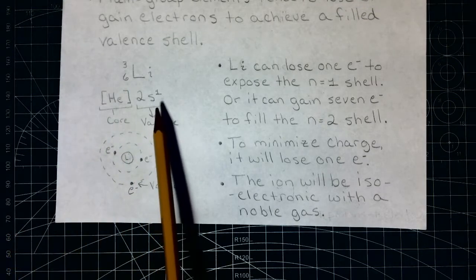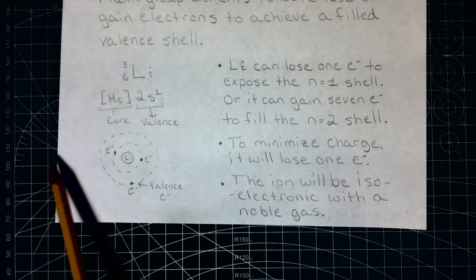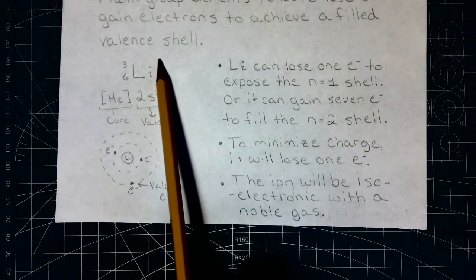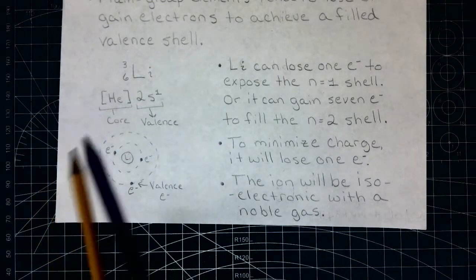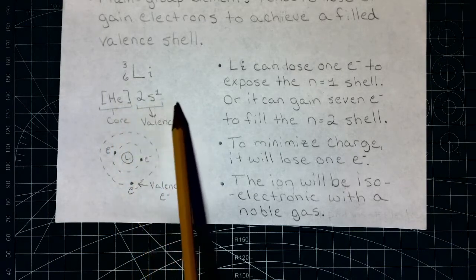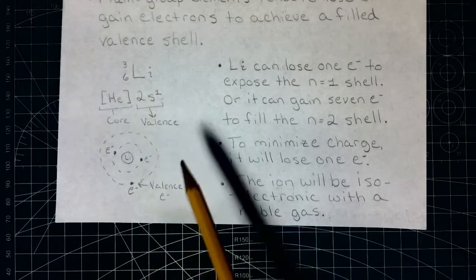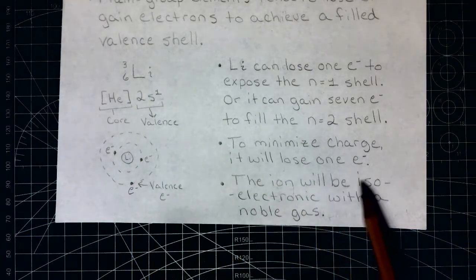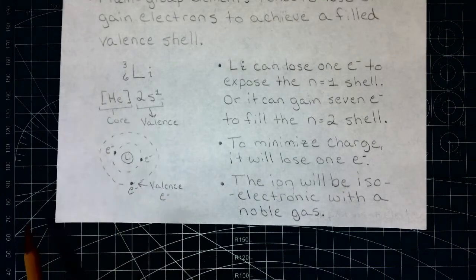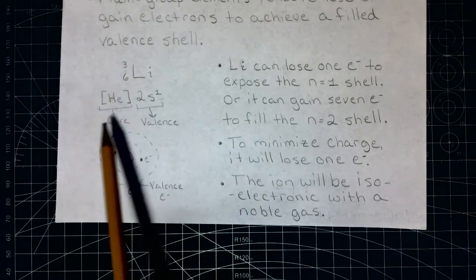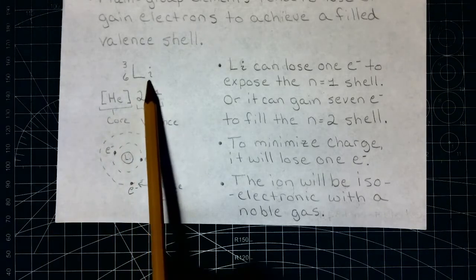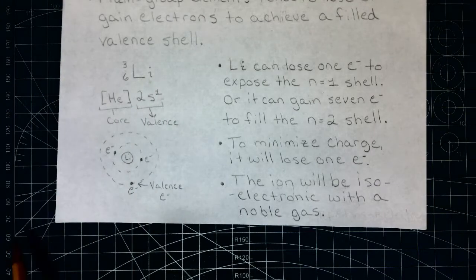So it's going to do the one that leads to the least amount of charge. It's going to lose this one, and then it's going to have a +1 charge. And you'll note that when you get a full valence shell, it's going to be isoelectronic, meaning it has the exact same electron configuration as one of the noble gases. That's basically what they're all trying to do, and they're trying to do that in a way that minimizes the charge on the element.